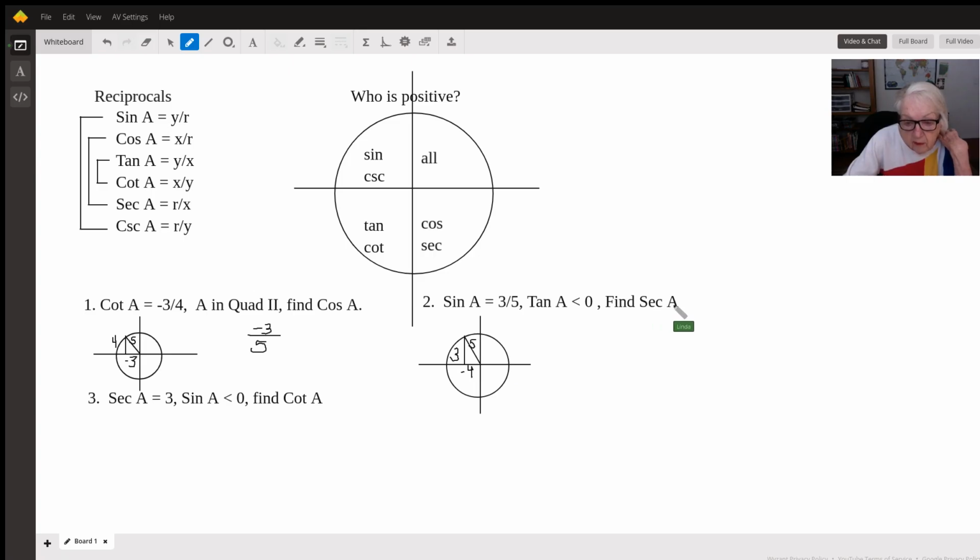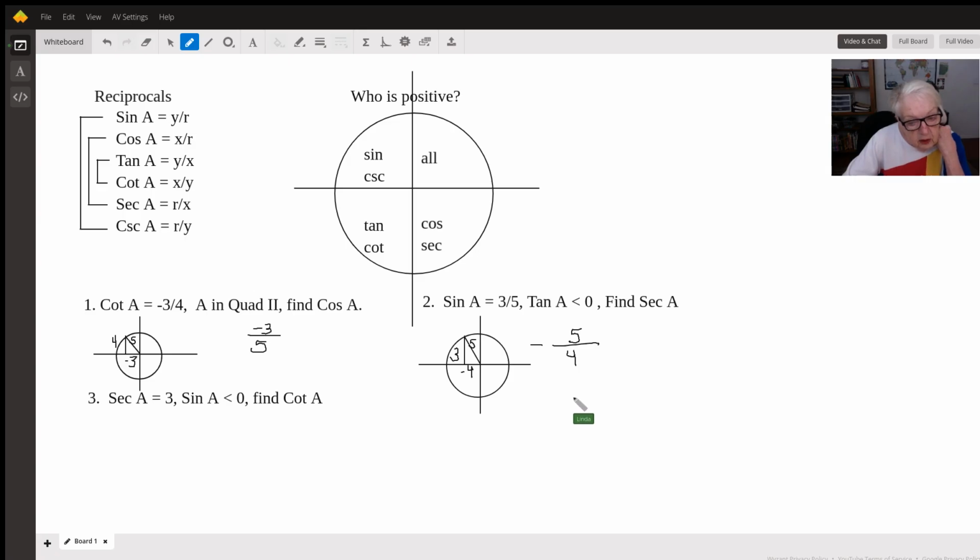Find the secant of A. Well, if you look in your chart, the secant is the reciprocal of the cosine. And the cosine is x over r. So the secant is r over x. The r is the radius, it's 5. And the x value is negative 4. And you can put your minus sign either out front, on top, or on the bottom. But your answer is negative 5/4.